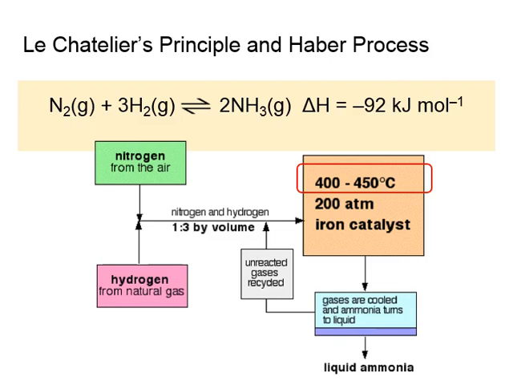If the reaction was carried out at a low temperature to maximize yield, the molecules would not have sufficient energy to react. So the reaction is usually run at about 400 degrees Celsius. This temperature is a compromise between a higher temperature which would reduce the yield of ammonia, and a lower temperature which would reduce the rate of the reaction.